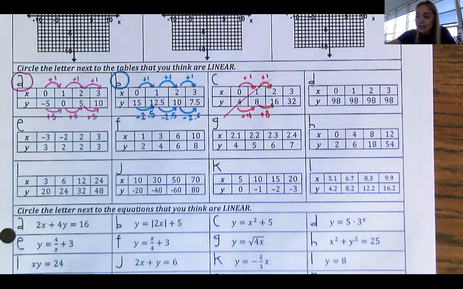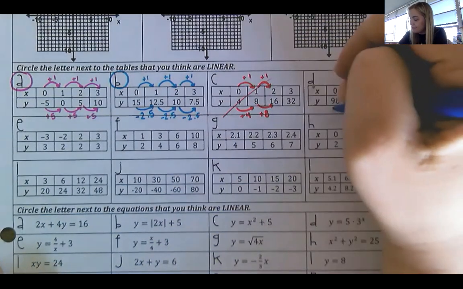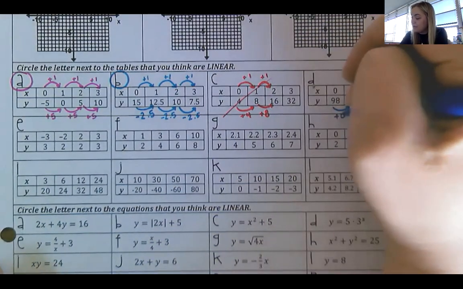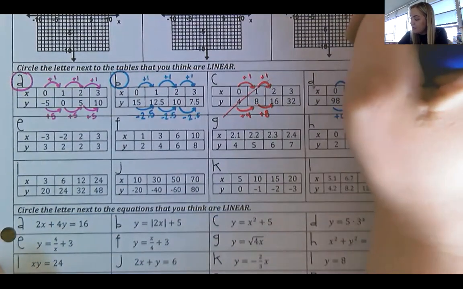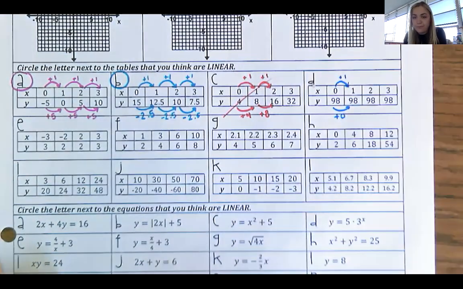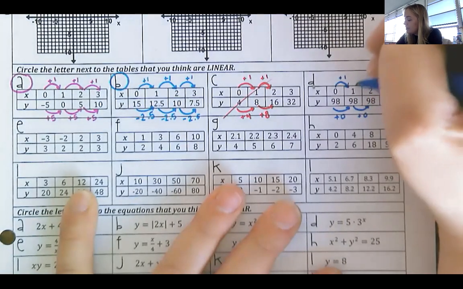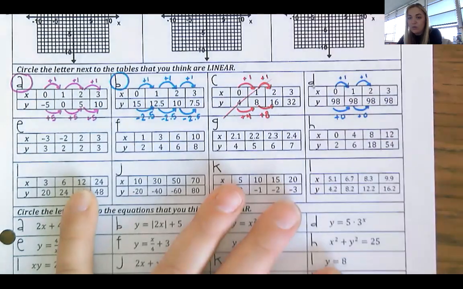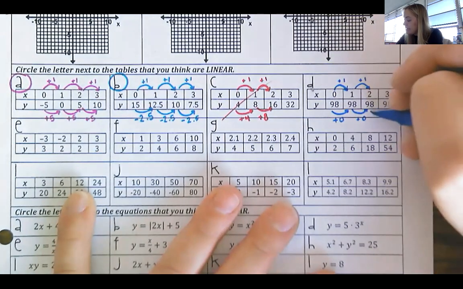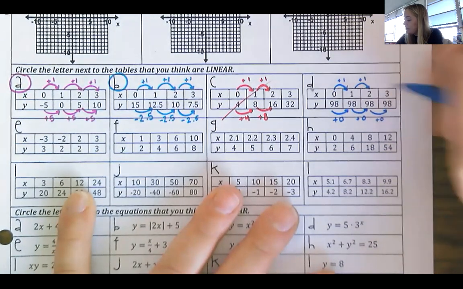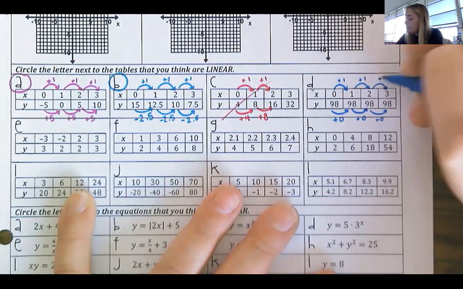Let's look at D. So now that you've seen how I make these swoops on here, try filling in those swoops for D. Let's try to fill them in. How do you go from 98 to 98? What are you adding? Nothing, so plus 0. And up here, 0 to 1, you're adding 1. Okay, from 98 to 98, you are adding 0. From 1 to 2, you are adding 1. And then from 98 to 98, you are adding 0. And from 2 to 3, adding 1.